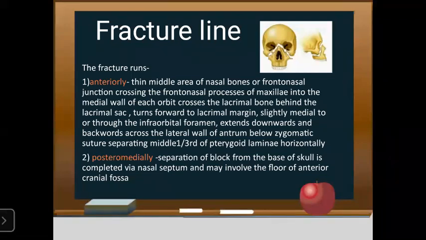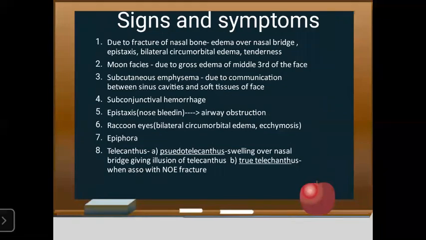Posteromedially, it separates the block from the base of skull via nasal septum and may involve the floor of anterior cranial fossa. Now, signs and symptoms. Usually, edema over nasal bridge, epistaxis, bilateral circumorbital edema, and tenderness are present due to the fracture of nasal bone. Moon face can be seen due to the gross edema of middle third of the face. Subcutaneous emphysema due to the communication between sinus cavities and soft tissues of the face can be seen.